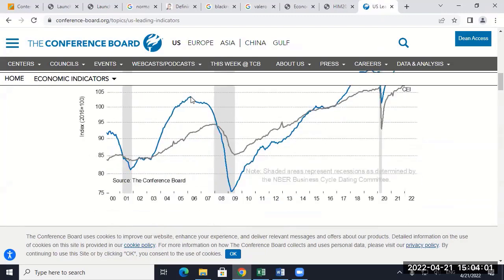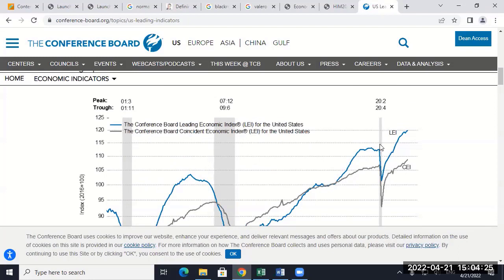So did you notice this line decline? Here's the recession. When did it start declining? Was it during the recession, or after the recession, or before the recession? Right here. So the LEI is telling you a recession's coming. How good of a job did it do? It did really, really well, didn't it?